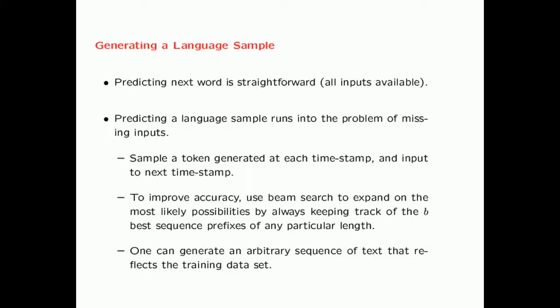So the way in which you handle this problem, to improve accuracy, is that you have to try many possibilities. You use a beam search to expand on the most likely by always keeping track of the best sequence prefixes of any particular length. For example, when you're processing the third position, and let's say B is 10, you keep the 10 best sequence prefixes which have the highest probability, and then you try to predict the next word. For the next word you again pick the highest probability words over all of these possibilities, and by doing this you can generate an arbitrary sequence of text that reflects the training data set.